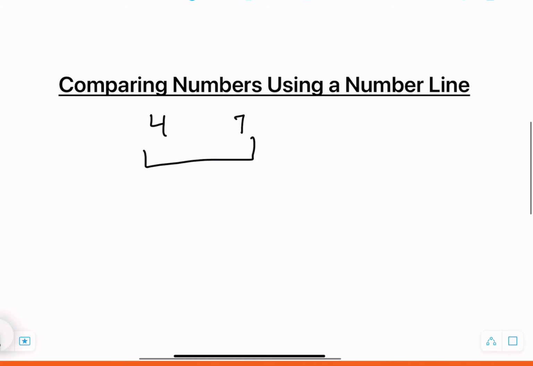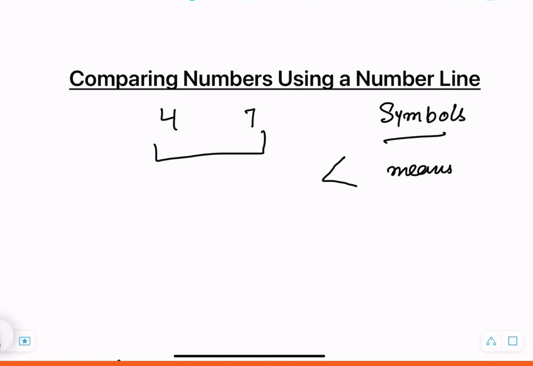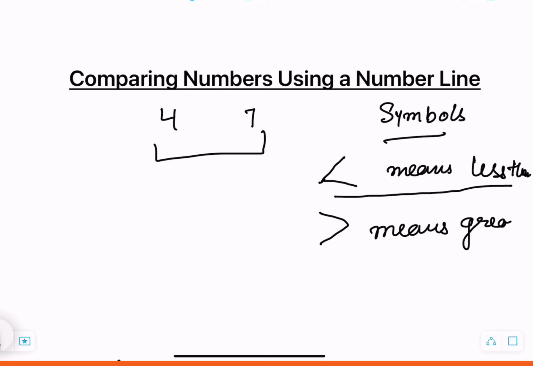First we should know the symbols that we use. What are the symbols? So this is a less than symbol. Like say a fish's mouth is open and it is trying to eat you, so that means less than. Which side for the less than? This means greater than.